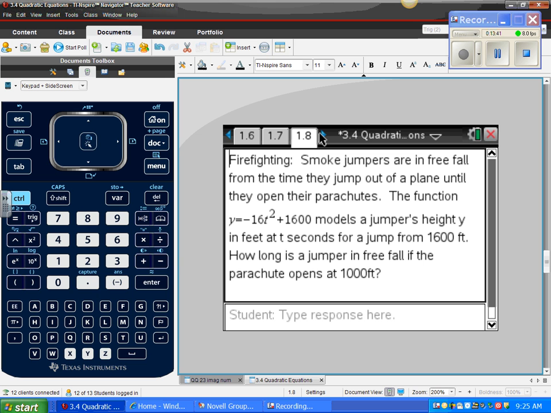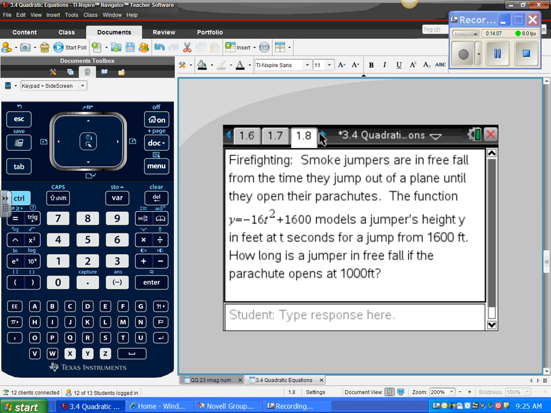Firefighters. Smoke jumpers are in a free fall from the time they jump out of a plane until they open their parachutes. The function y equals negative 16t squared plus 1600 models a jumper's height, y in feet, at t seconds for a jump from 1600 feet. How long is the jumper in free fall if the parachute opens at 1,000 feet?